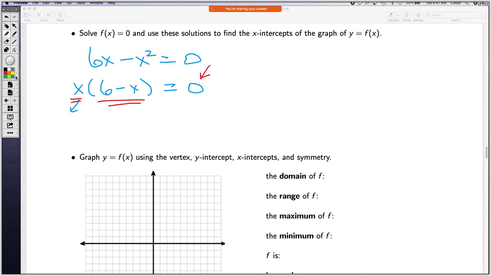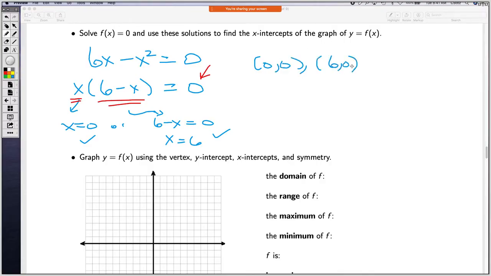Because we have a property of the real numbers: if you have two numbers that multiply to give you 0, the only way is if one or the other or both are 0. So either x is 0 here, or 6 minus x is 0. The x equals 0 we already knew about. Here we get x equals 6. So we get the (0, 0) intercept we had before, but we also get the (6, 0).